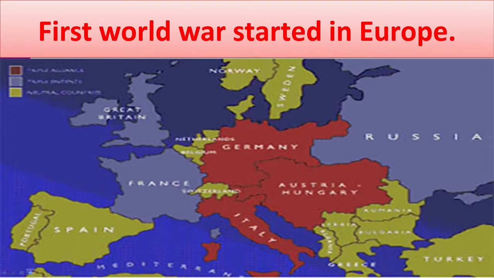As we have said, the First World War started in Europe before it spread to other colonies of the European nations. The countries involved, you can see them: Germany being the main one, Austria-Hungary, and Italy formed one side, fighting against Russia, France, Britain, Spain, and other countries in Europe. It started from Europe, and therefore it spread to other countries.